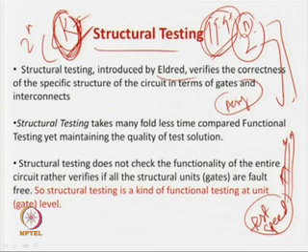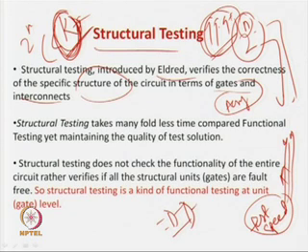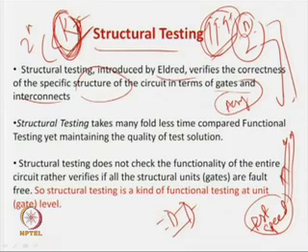He is the gentleman who introduced structural testing, and he says that it verifies the correctness and specification of the structure of a circuit in terms of gates and interconnects. Like in a very simple way, say this is my circuit. What this circuit does is make an AND of input 1, input 2 and input 3. This is actually a functional test. But for structural test, we will never verify whether this circuit is doing this ANDing of input 1, input 2 and input 3 correctly.